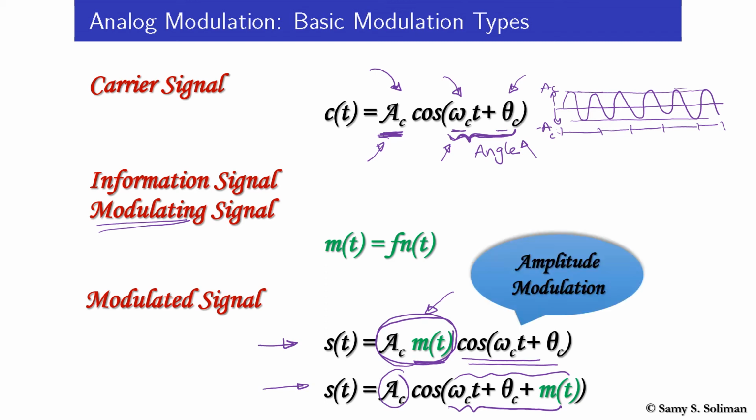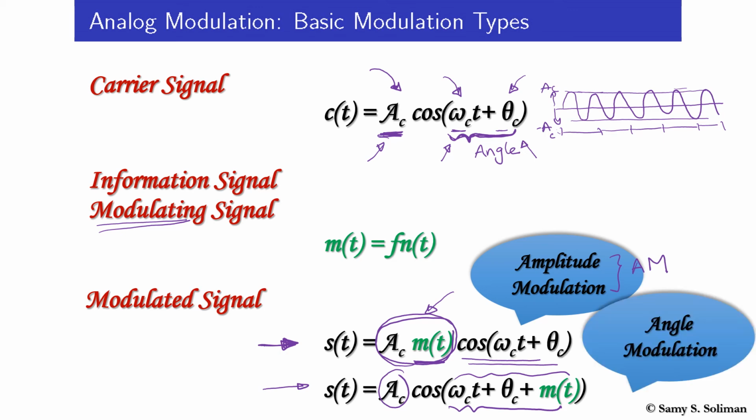These two expressions give us the two main types of analog modulation, which are the amplitude modulation, or abbreviated as AM, in which the information signal, the modulating signal, modulates the amplitude of the carrier signal, and as a result, the modulated signal is in this form.